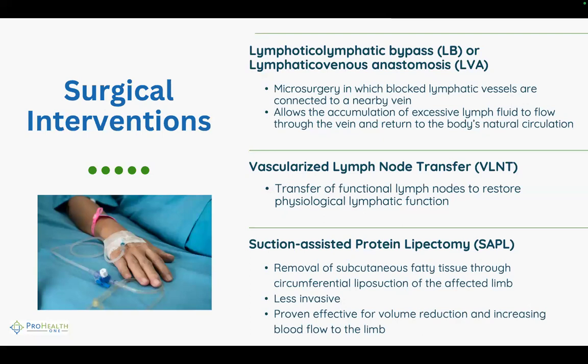So there are some surgeries that exist out there that can be done, but again, these are not very common, and a lot of times in the patient population that we see in the nursing homes, these are usually not surgeries that we're referring people for.